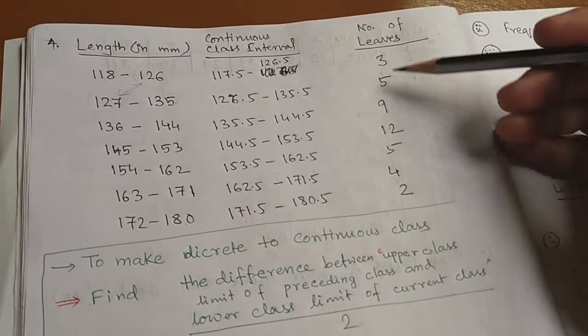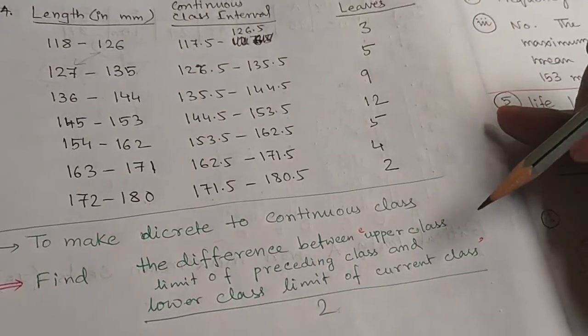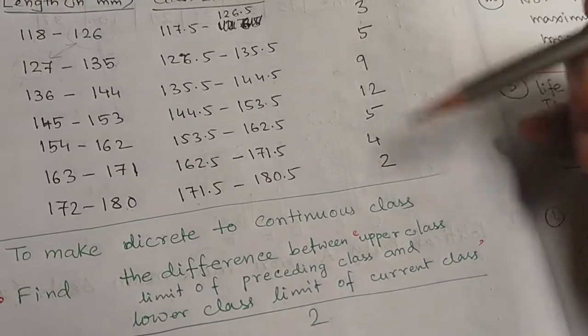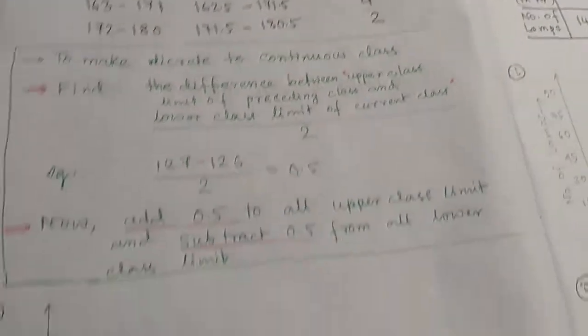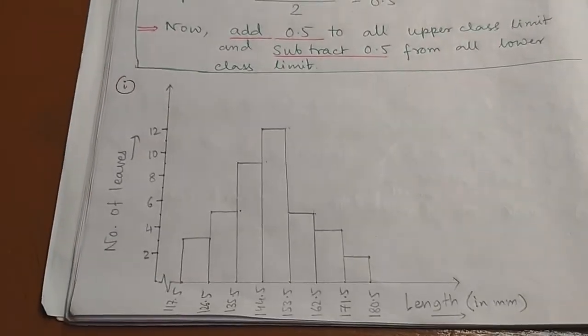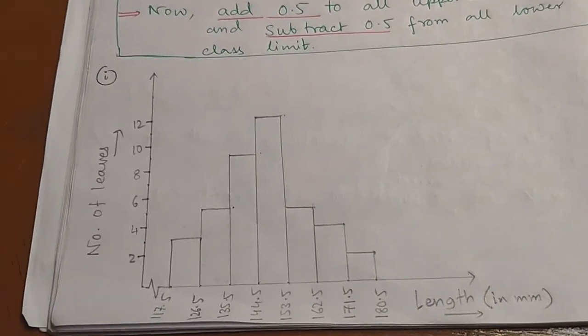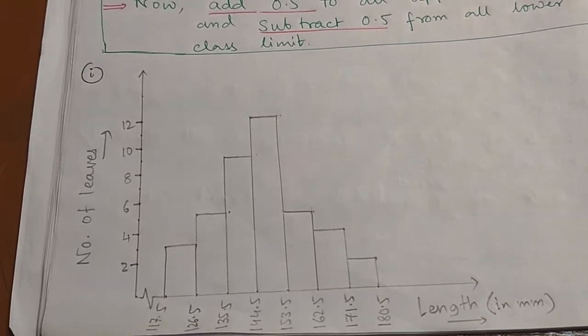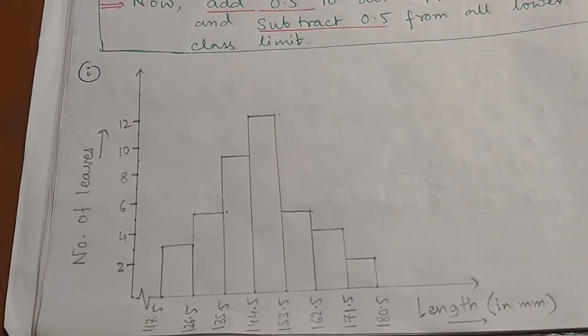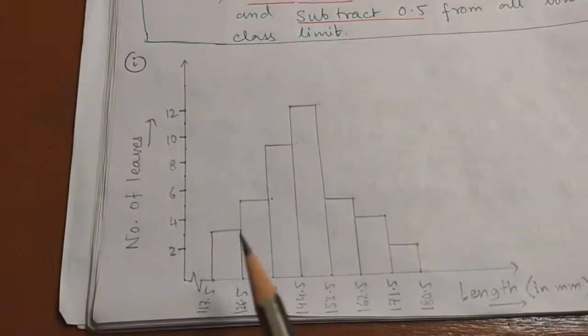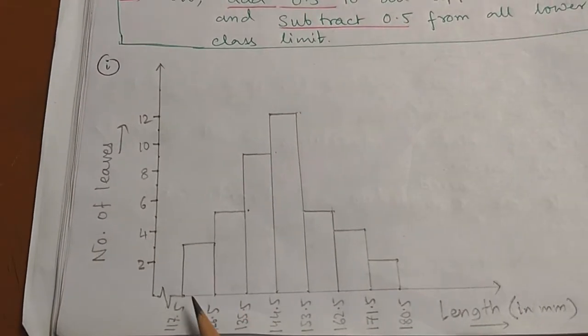Now the number of leaves, that means the frequency, are the same. That does not matter, it will not affect it. Now come to our histogram. This histogram is the same as the bar graph, but here it is a continuous group distribution, so the gap between the bars will not be there.